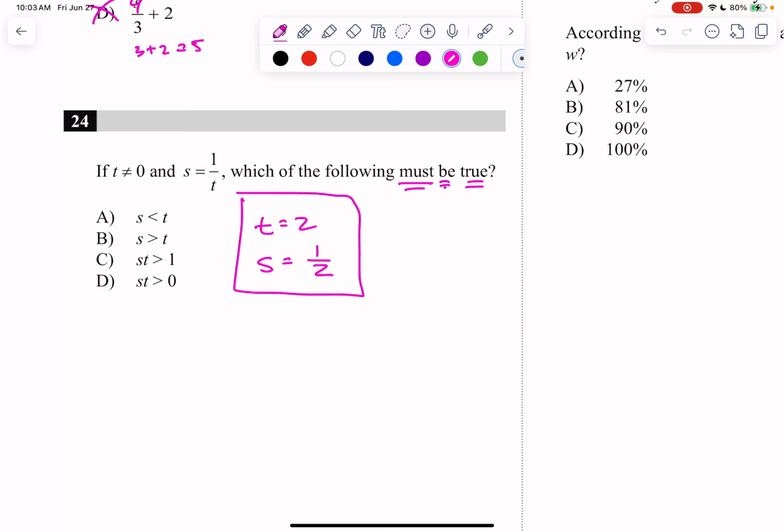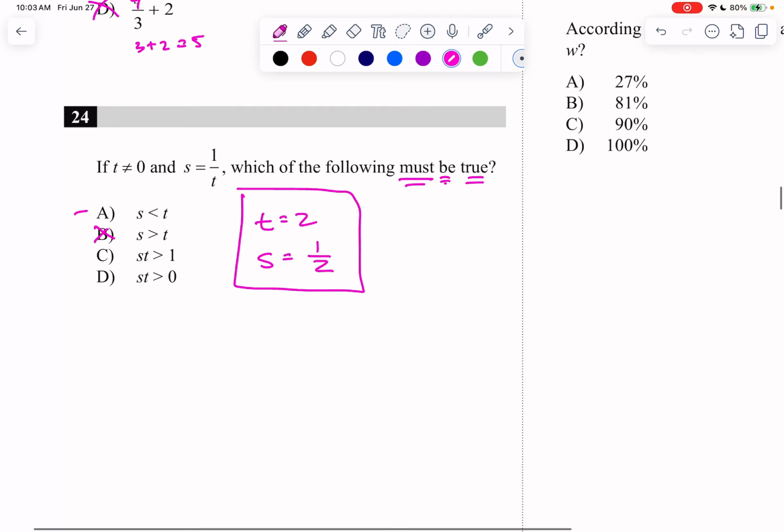So is it true that s is less than t? Yes, 1/2 is less than 2, so we'll keep that one in. Is s greater than t? Is 1/2 greater than 2? No. Now, this is s times t. That's 1/2 times 2. That's going to be 1. Is 1 greater than 1? No, let's cross that out. Is 1 greater than 0? Yes. Ooh, I'm so glad we tried all our answer choices.